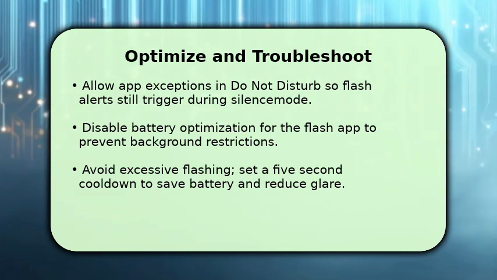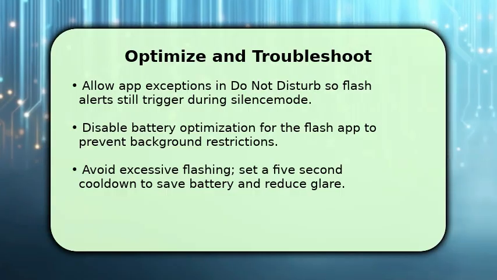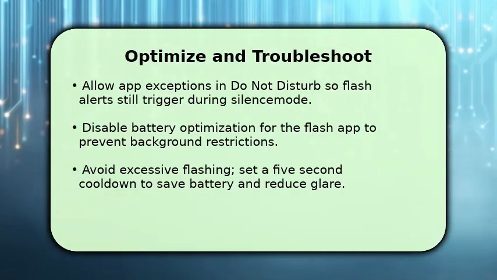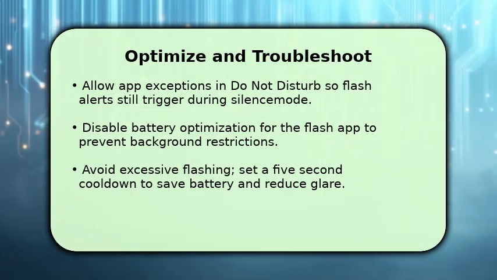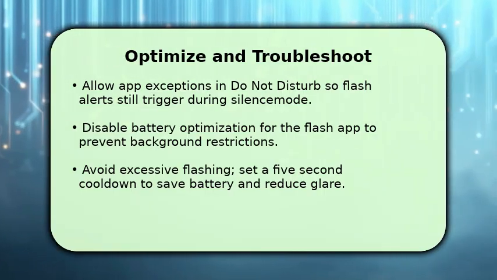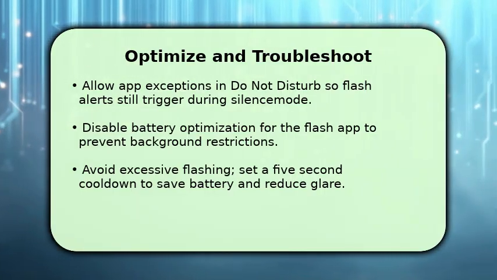In system battery settings, disable battery optimization for the app to prevent the OS from blocking background alerts. Set a practical cooldown or limit like 5 seconds between flashes to reduce battery use and prevent distraction.